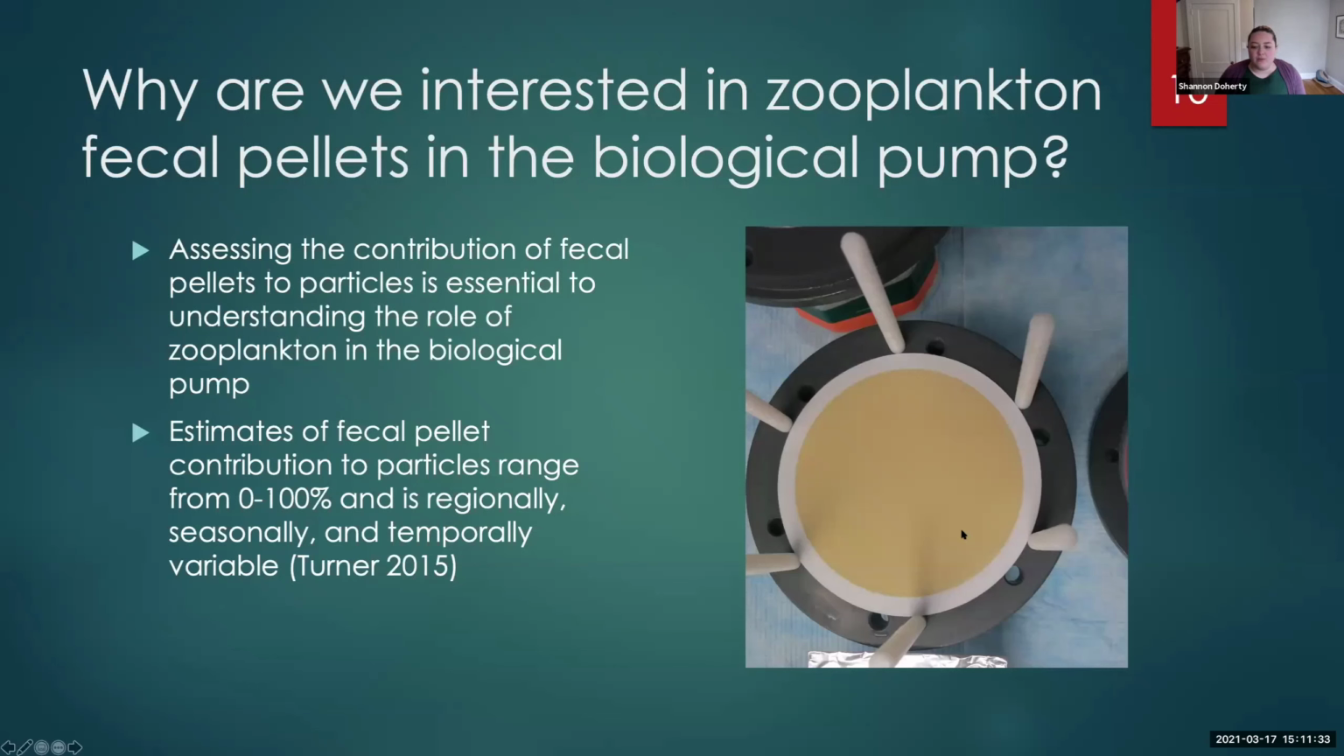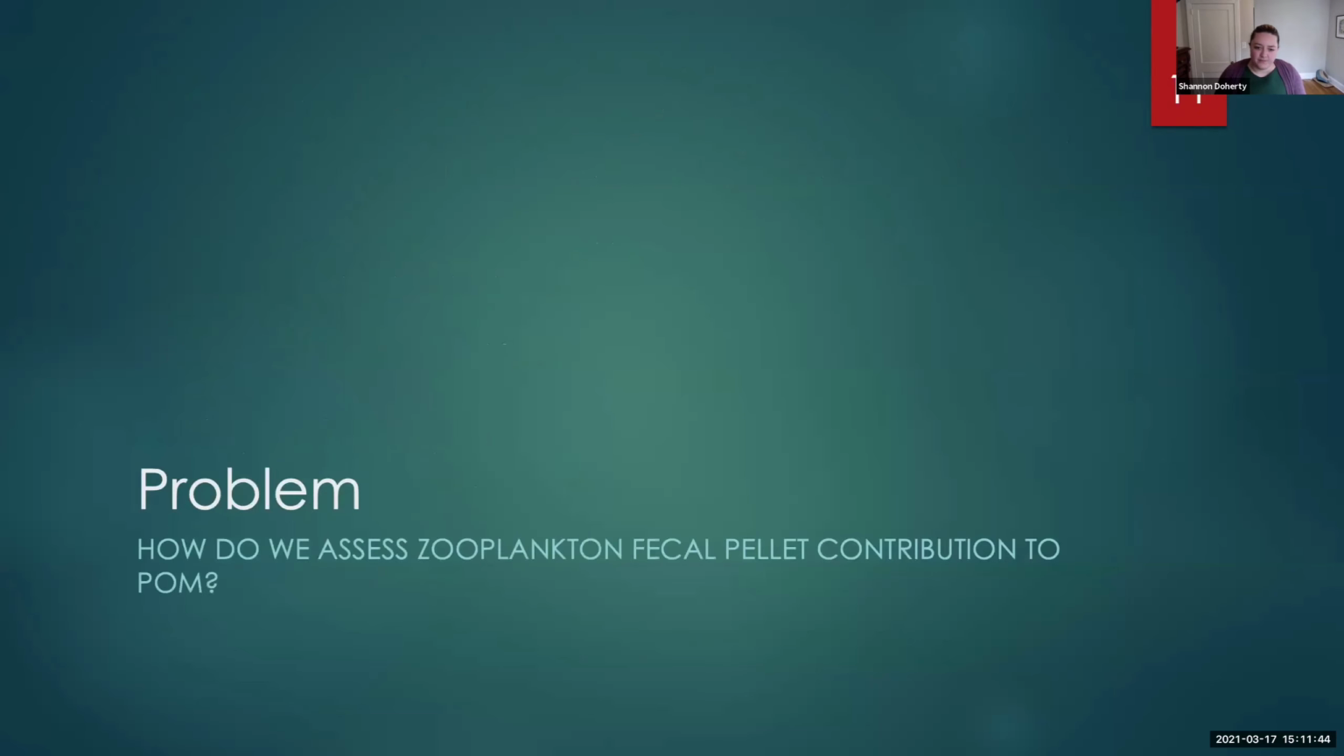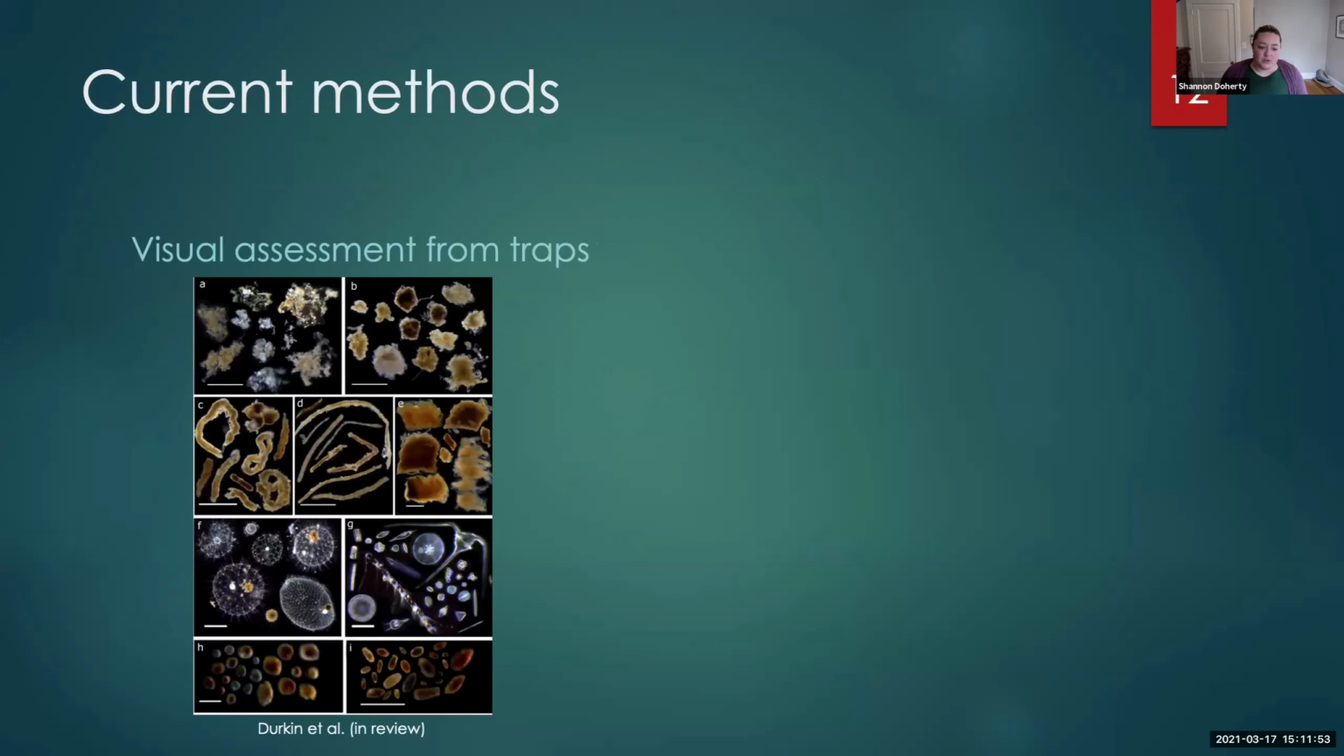So here on the right, we have a picture of a filter that has our organic particles on it, and our question is, what is this? How much of this is fecal pellets, and what are the other components of it? And to solve that problem, we have to assess how zooplankton fecal pellets contribute to particulate organic matter. So we have two current methods.